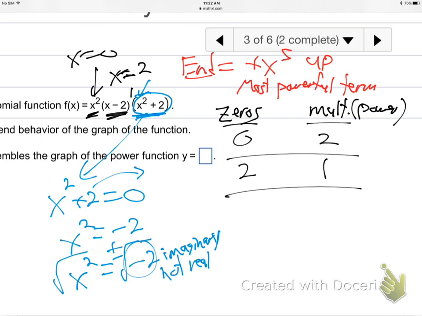But what if, again, what if that was x squared minus 2? What would I do? I would factor that as x plus root 2, x minus root 2. And they would both be zeros with a multiplicity 1. Remember how to do that? If it was minus, you would factor it x plus root 2, x minus root 2. There'd be 2 zeros with a multiplicity 1.